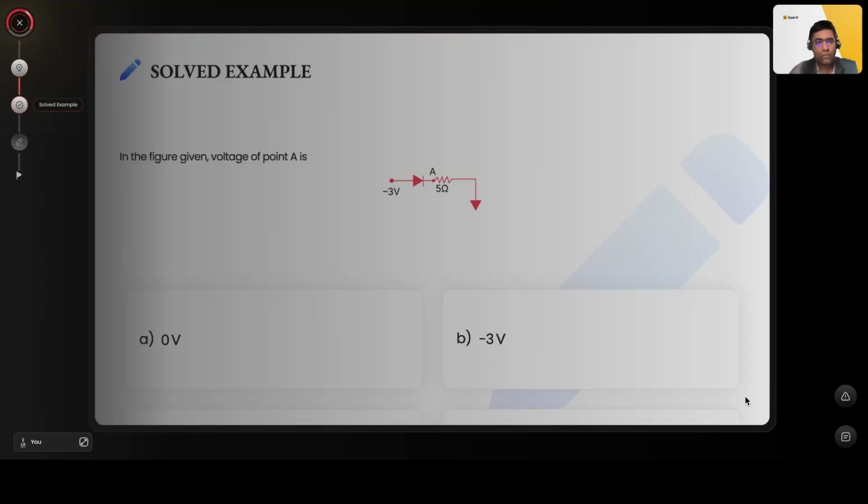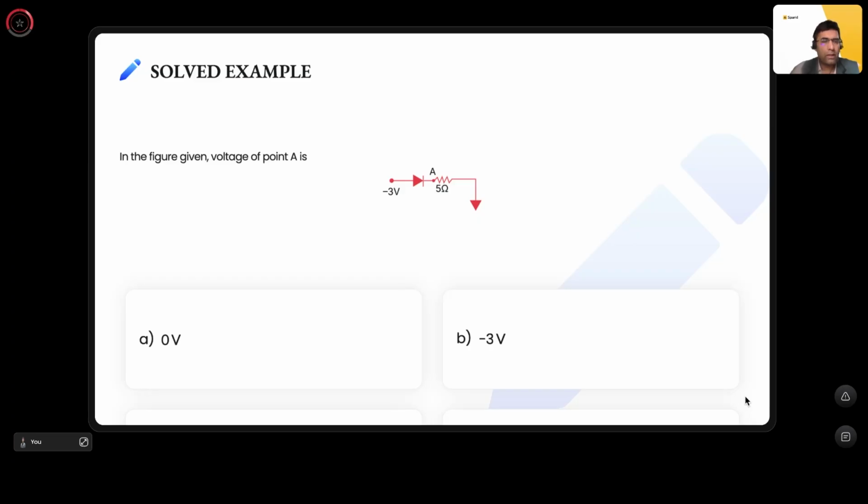First question: in the figure given, the voltage of point A is. It is clearly visible through the figure that you have to identify if the diode is forward or reverse biased. This is the P side and this is the N side, and the N side is earth, then the P side is at minus 3 volt. So this diode is reverse biased. When the diode is reverse biased, the current is zero. So if the potential here is zero, the potential at A will also be 0 volt. So easy question. You just have to identify if the diode is forward or reverse biased.